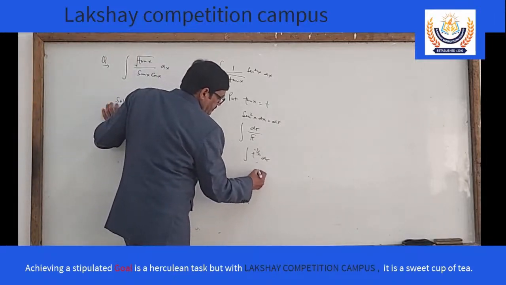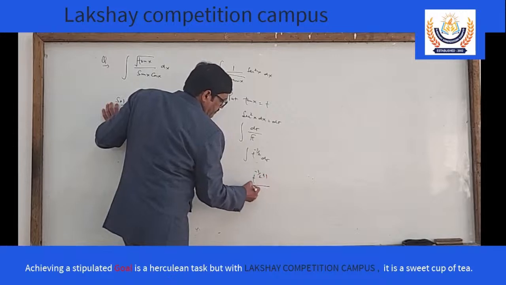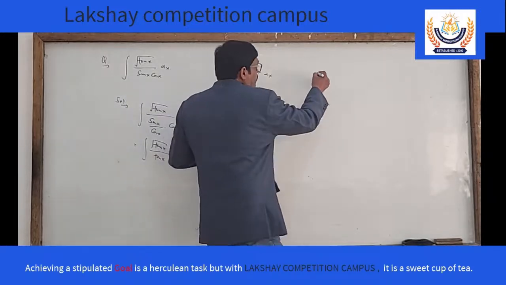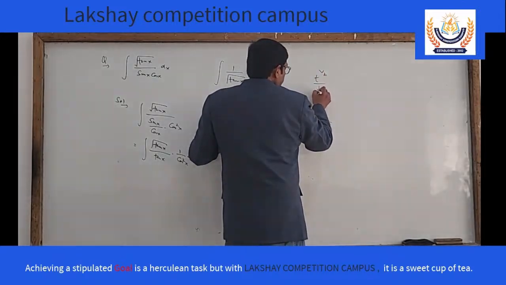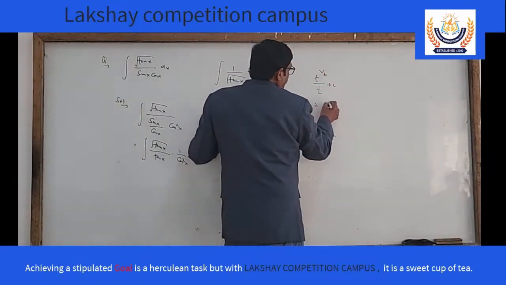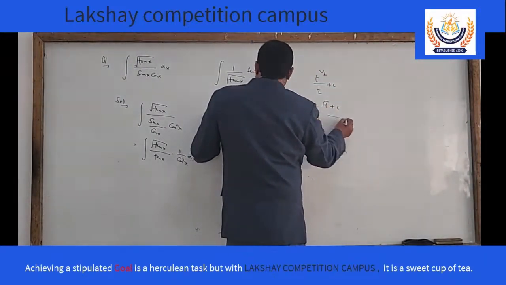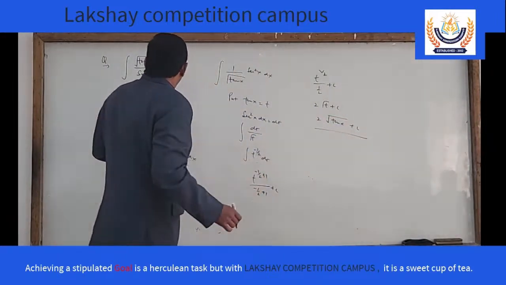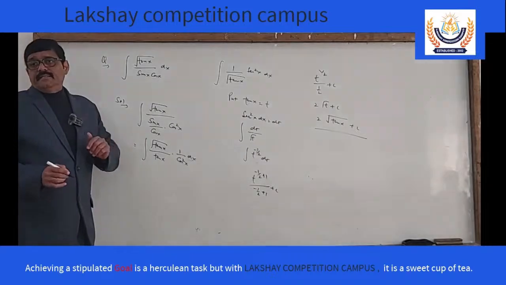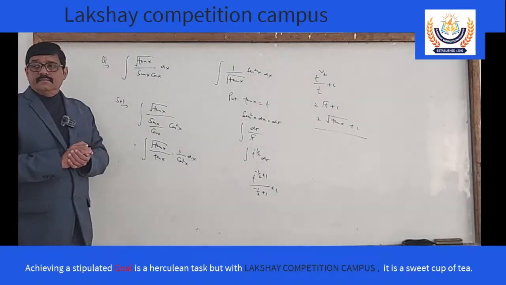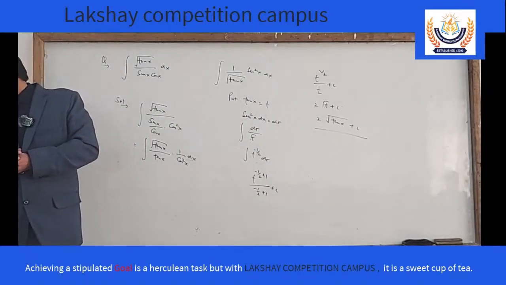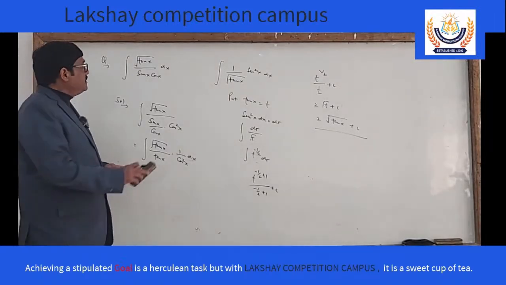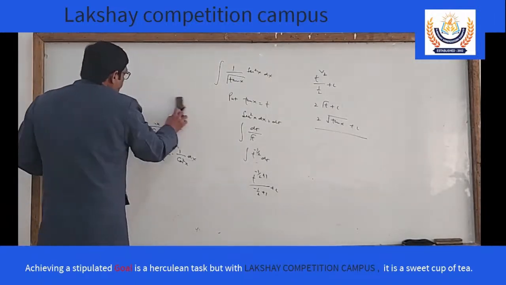Yes. Minus 1 by 2 plus 1, plus constant. t raised to power 1 by 2, that is 2 root t plus c. That is here: 2 root tan x plus c. This is the question, root tan x upon sin x into cos x, and you find the integration of this one. Clear? Now the next problem, what is the integration of tan raised to power 5?